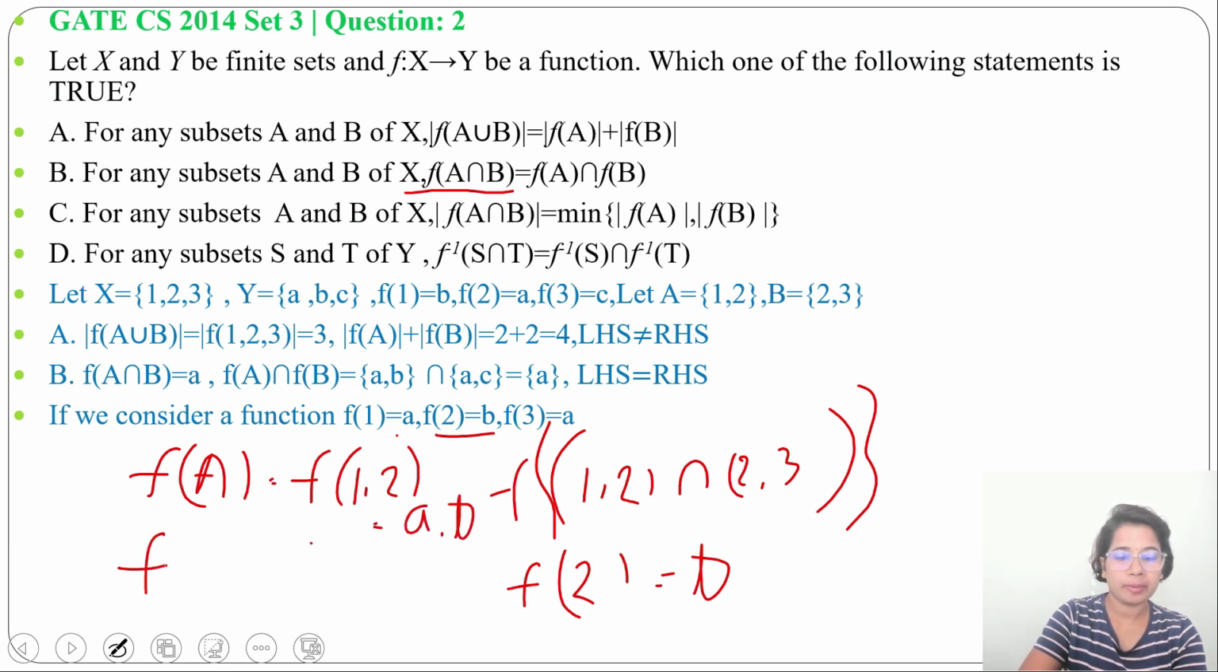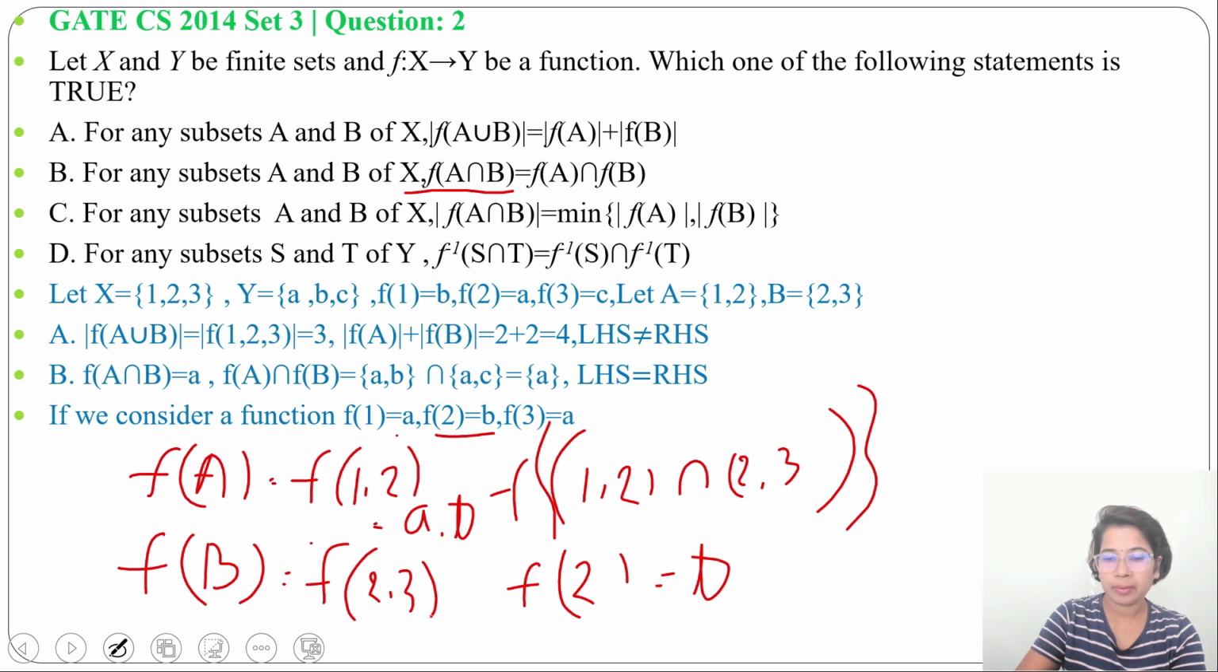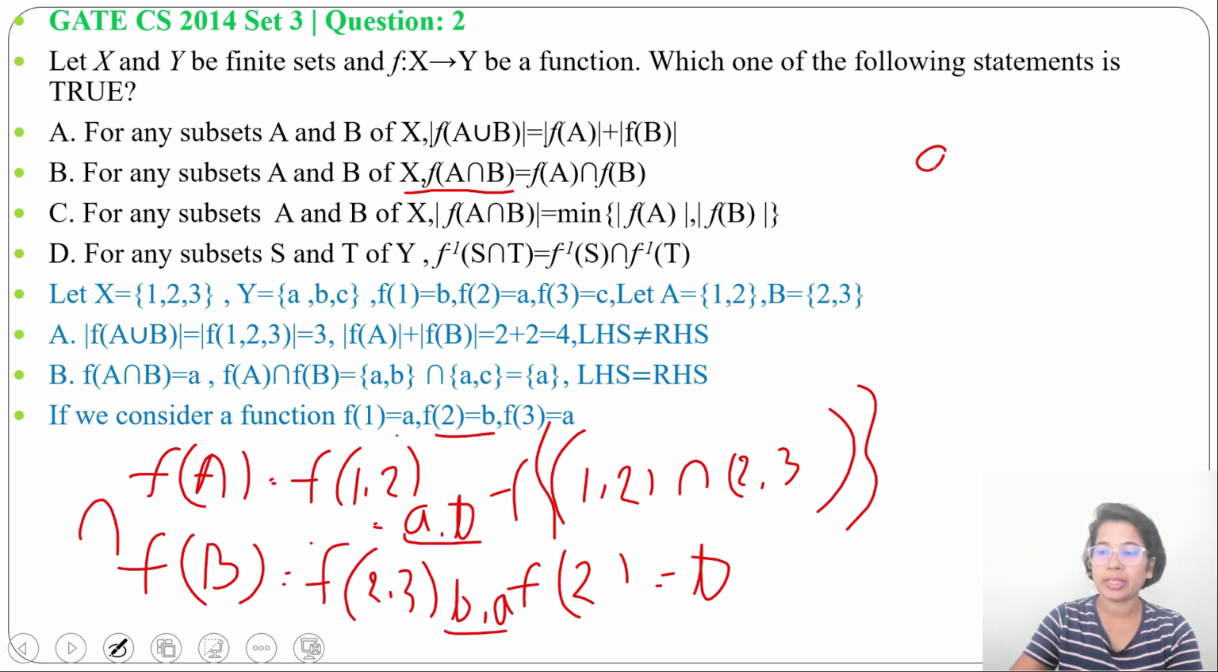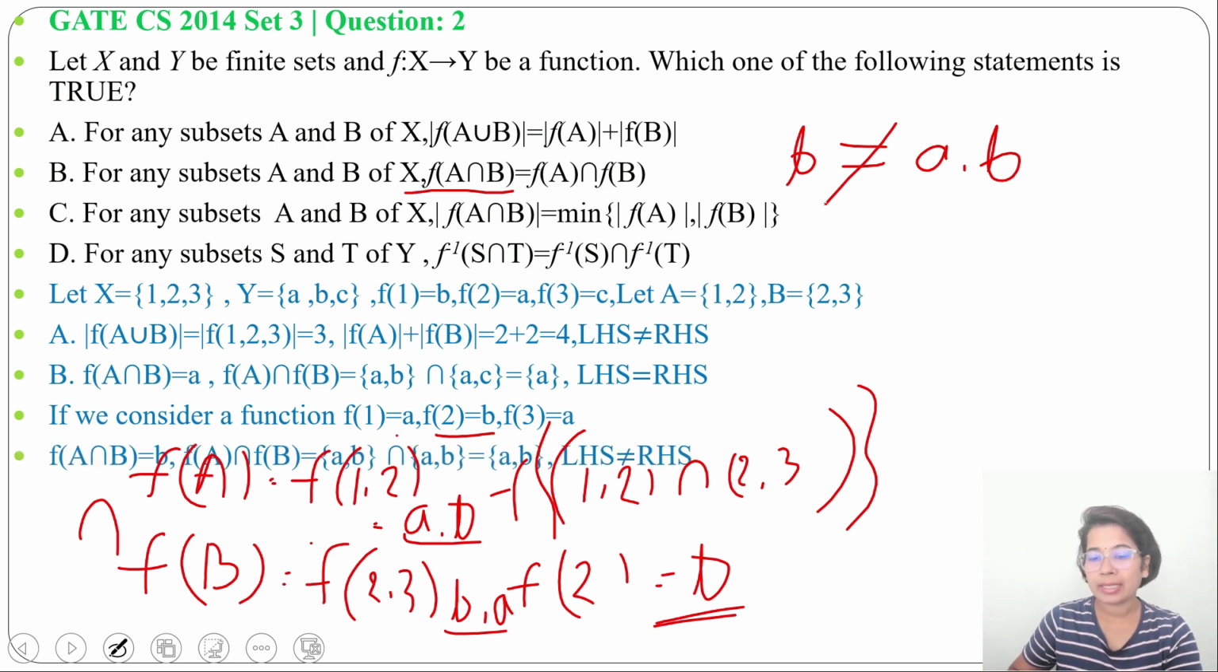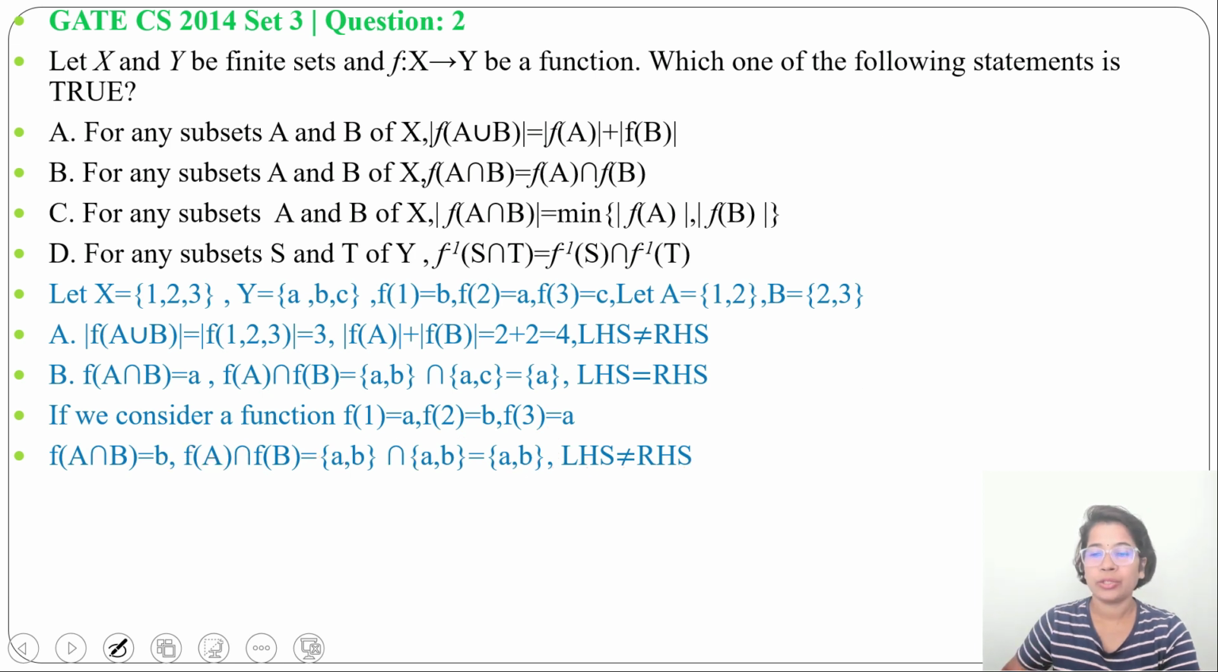Now f(B): B contains 2, 3, so f(2) is B and f(3) is A, giving {B, A}. The intersection of both will be {A, B}, and in the LHS we simply got B. Is B equal to {A, B}? No. So in this example, LHS is not equal to RHS, so option B is also false.